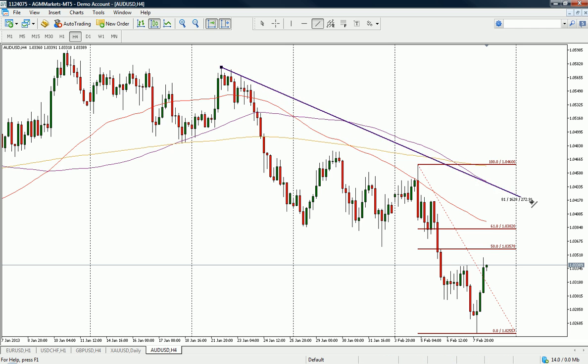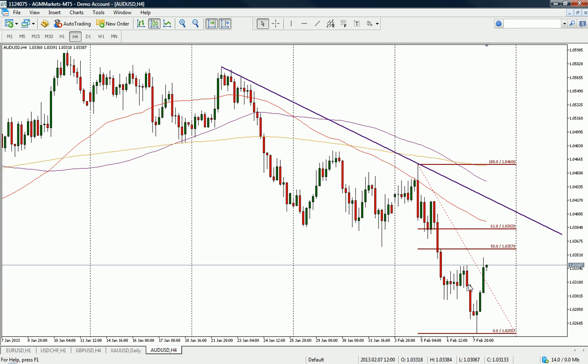I'll just draw that there for you. See that previous bounce off there. If you draw a fib from the highs to the lows, the high is 1.0460 and the low is 1.0255. It looks like it's starting to come up now. See what happens at that 50% level, or 61.8%, selling opportunities. That's done for the forex.